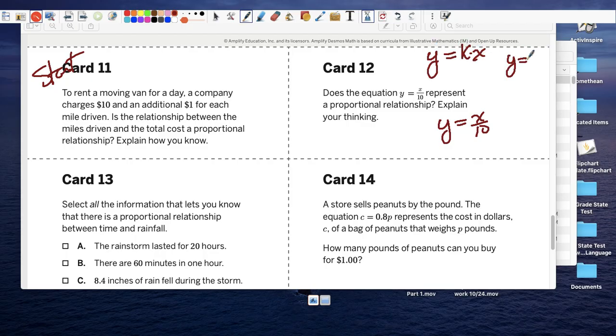Y equals 3x. Every apple I buy is $3. I buy one apple, 3 times 1. I buy 2 apples, 3 times 2. I buy 5 apples, 3 times 5. Right? This is the price per apple.